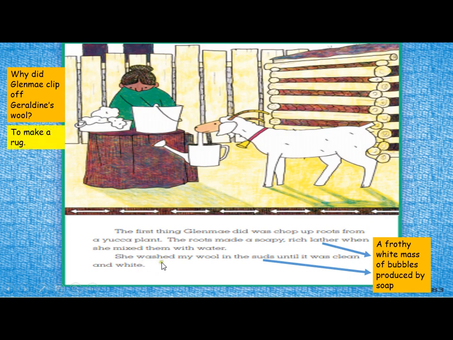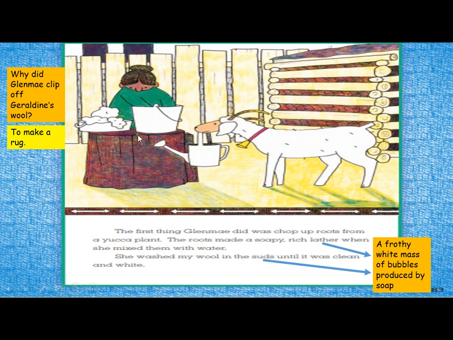Alright. Now she washed my wool in the suds until it was clean and white. The suds and lather is a frothy white mass of bubbles produced by soap. And here, what is our soap? A yucca plant, because Navajo people use all the natural elements in nature as their products. So here she used a yucca plant instead of soap to produce a soapy, rich lather when she mixed it with water to clean the wool.